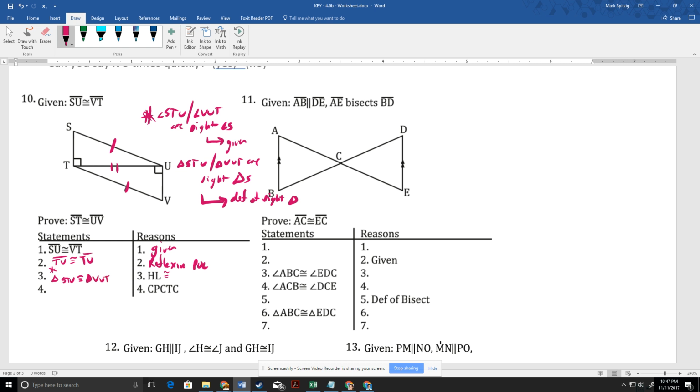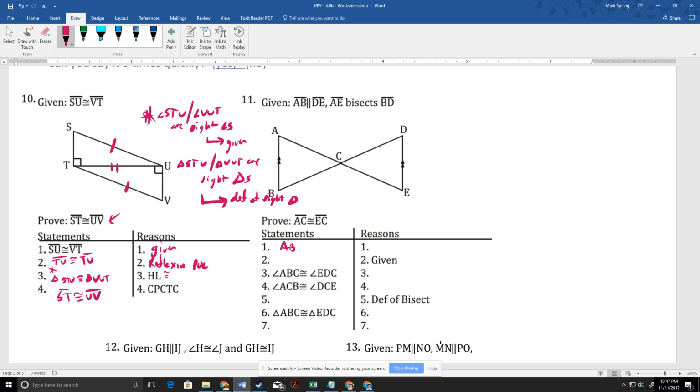Sorry that my V's and U's look the same. And then finally, what are we trying to actually prove? We know it's CPCTC, but which part? Well, we're trying to prove this, so we can just jump straight there. Those are corresponding parts of these congruent triangles. Therefore, they're congruent.